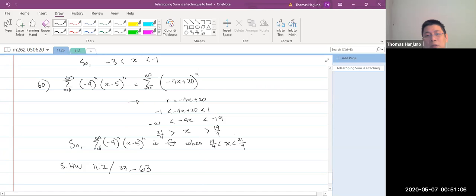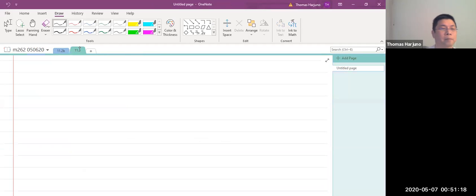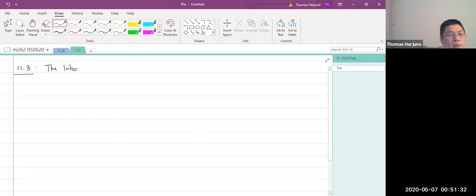Okay, that's for your 11.2. Now 11.3 on the integral test and the estimate of sum.